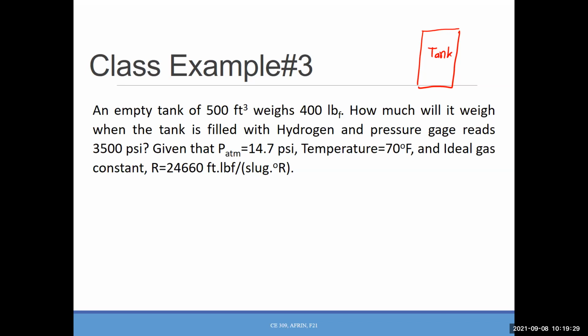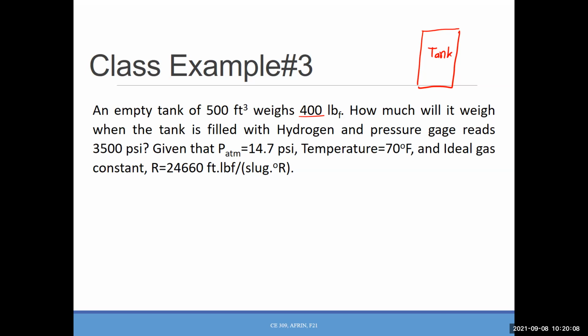Pounds per slug degree Rankine, right? Thank you very much. So what they are saying, this is a tank right now which is empty, but the volume of that tank is 500 feet cube and it weighs 400 pounds. So they are asking you to find the weight of this tank when it is filled with hydrogen under a certain pressure, and the pressure gauge should read 3500 psi, right? Okay, so that's what we need to find.